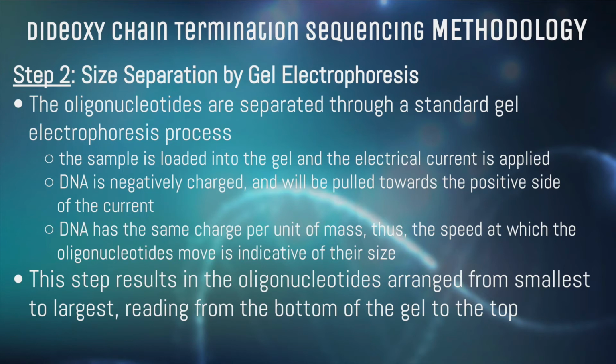Because DNA has the same charge per unit of mass, the speed at which oligonucleotides move is indicative of their size. Step 2 of dideoxy sequencing results in arrangement of oligonucleotides from smallest to largest, reading from the bottom to the top of the gel matrix.